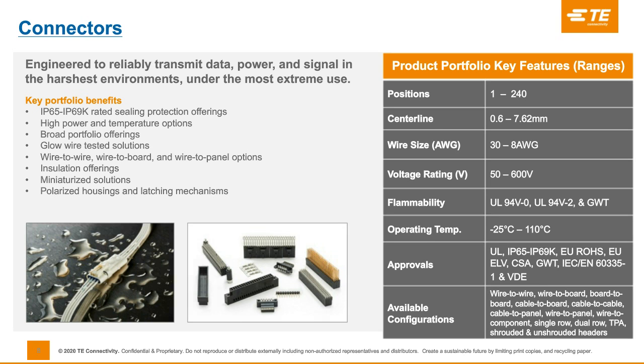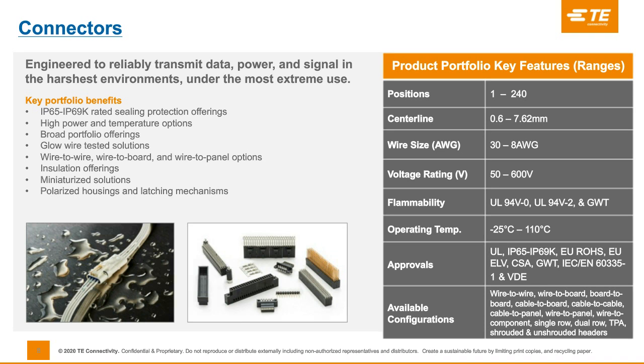Some of our key portfolio benefits would be the IP ratings, IP65 to IP69K, for the protection offerings, also high power and temperature options. When it comes to temperature, you could be anywhere from 105 C up to 200 degrees C and greater, depending on those applications and the needs of those particular requirements. Also, a broad portfolio of offerings. When it comes to connectors, there's various wire-to-wire, wire-to-board, wire-to-assembly, wire-to-display, and other components throughout the whole machine space. So whenever you're looking at certain connections, you always want to think about TE because we do have a wide variety, also a large portfolio of product offerings.